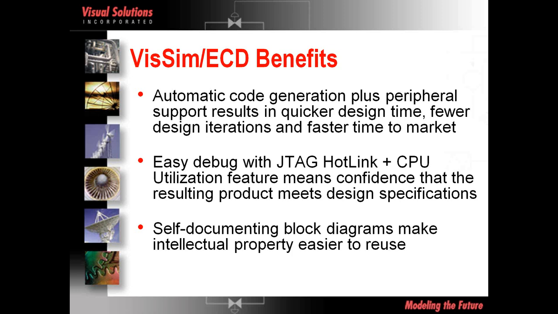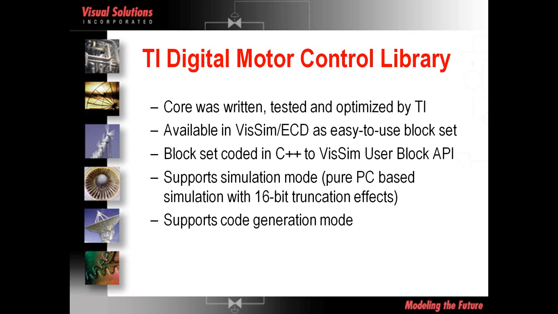Also, the built-in peripheral code generation gives you a much quicker time to market and fewer design iterations. The JTAG hotlink interface lets you interactively change values down at the target and read results. And the self-documenting nature of block diagrams make your intellectual property easier to get going the first time and then easier to reuse in later projects. The TI Digital Motor Control Library was tested and optimized by TI and available in VisSim as an easy-to-use block set.